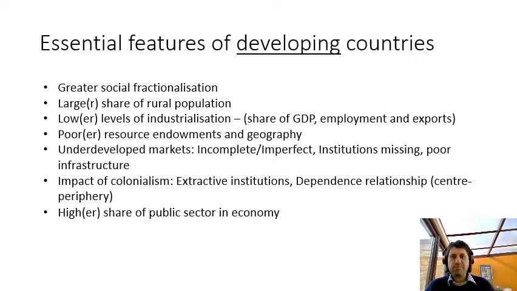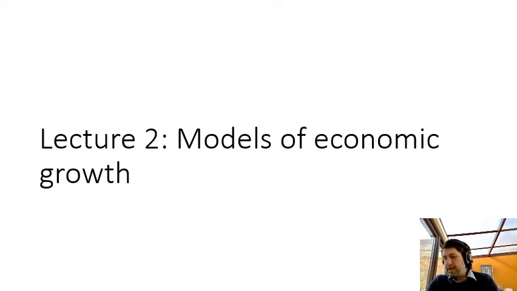You'll see underdeveloped markets for various reasons. You might have missing institutions or poor infrastructure. You will also see impacts of colonialism, things like extractive institutions. We'll talk about those. But also a higher degree of dependency on the former colonialists. And you'll see a greater share of the public sector in the economy. So the public sector is producing more things. It's running more.